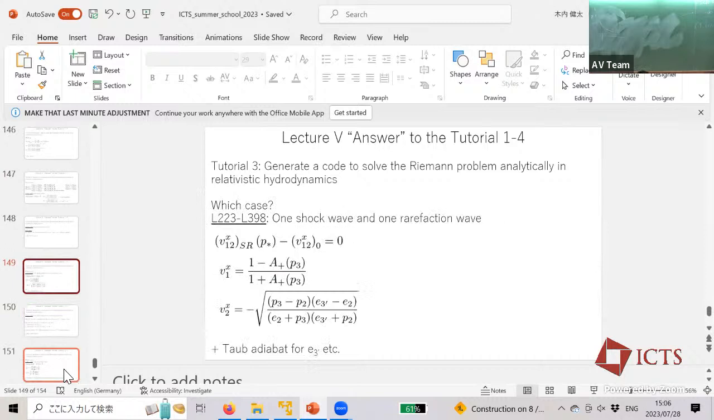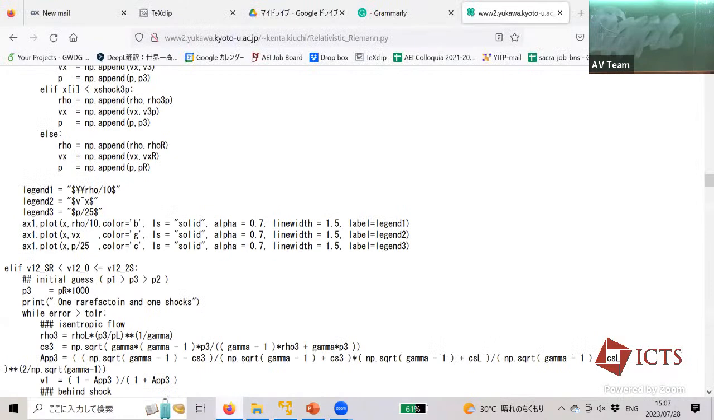Okay, the next one is the one shock wave and one rarefaction wave case. In this case, we have to solve these equations in terms of the unknown quantity P star or P3 or P3 prime. And in this configuration, the V1x is given by this equation and V2 is given by these equations. For the shock, tau adiabatic is going to be used to calculate the E3 prime. And in the program, this is the case for the one shock wave and one rarefaction wave case.